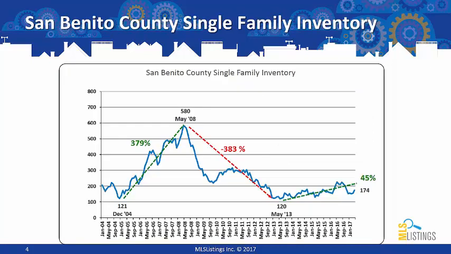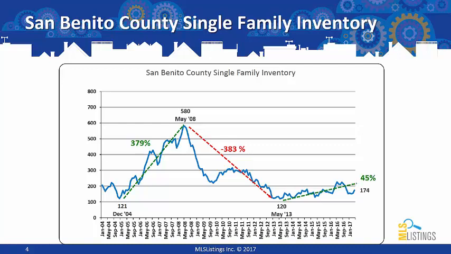San Benito County hit their low in December 04 at 121 listings. In San Benito, you can almost always count on around 50 sales a month. That's kind of my gauge of their activity. From December 04 to May 08, it was a 379% increase in inventory, like we saw in some of the other ones. It dropped 383% down to 120 in May 2013, and right now it's holding at 174, a 45% increase, kind of like Monterey's 48. So it's just bouncing along down there at the bottom of the graph, nothing too drastic.